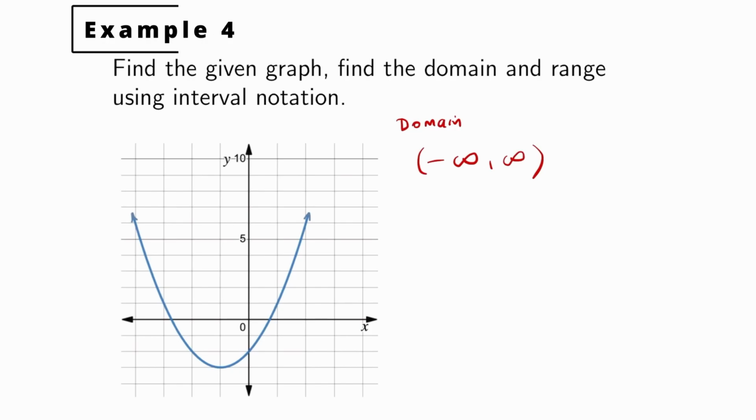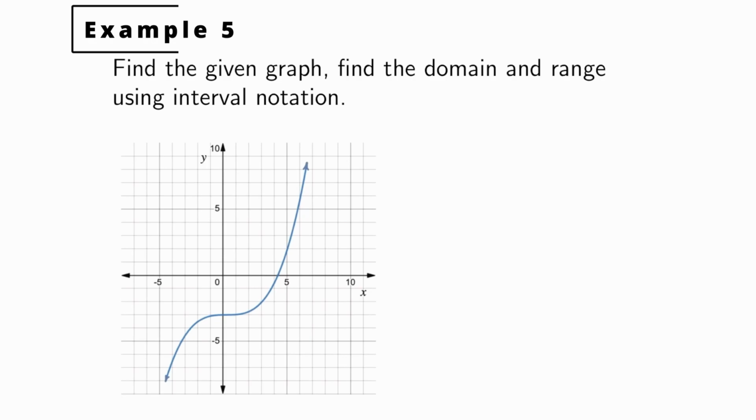Now, as for the range, again, we just trace along the y-axis. So the smallest y value it takes on is down here at -3. And we have arrows here, so this is going to go up to infinity. So the range will just be all numbers larger than -3. If we looked at all the values along the y-axis, it's going to go from -3 up to infinity.